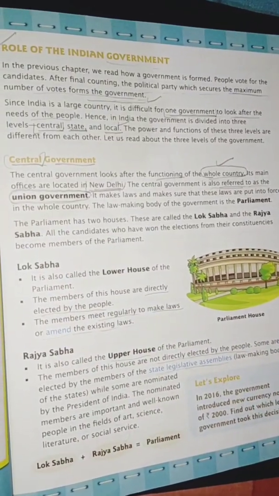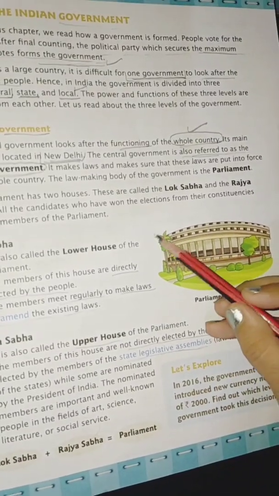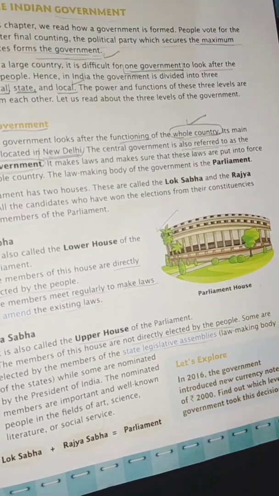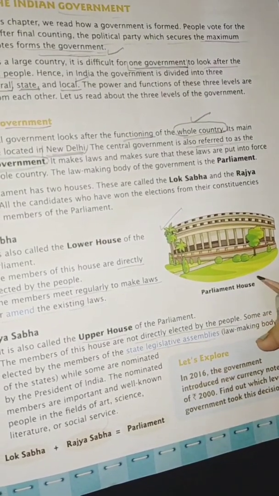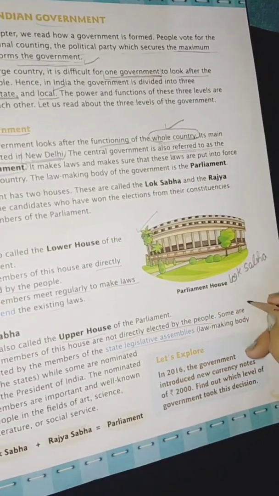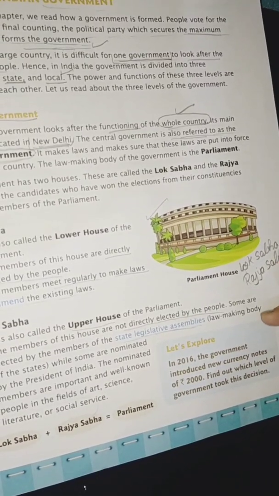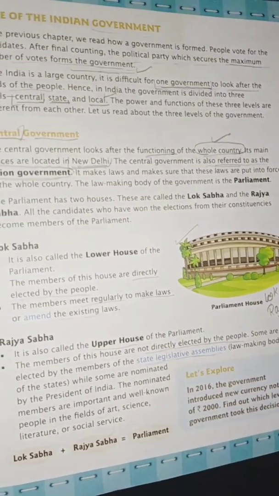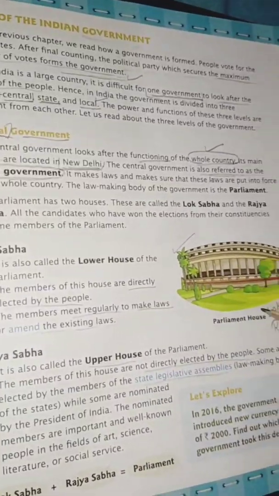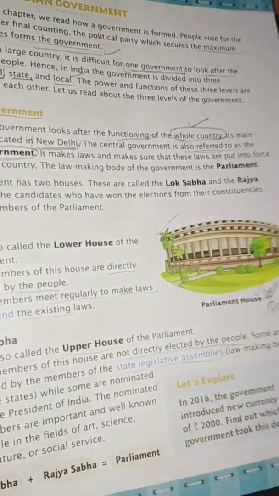As we all know, look at this picture, this is the Parliament House. In Parliament House, there are mainly two sabhas. The first one is Lok Sabha and the second one is Rajya Sabha. Whenever we want to implement any law, firstly the law is made by the Lok Sabha and the Rajya Sabha collectively.